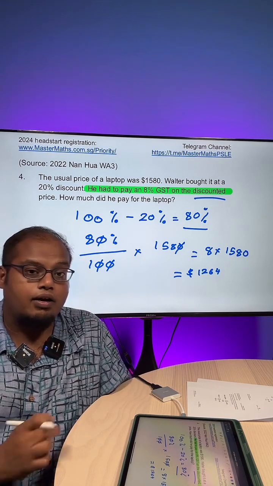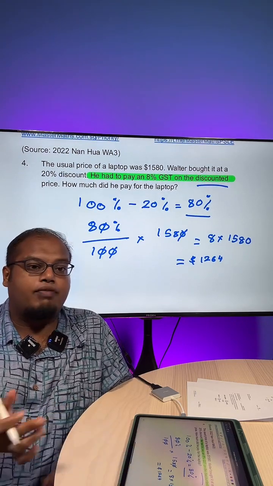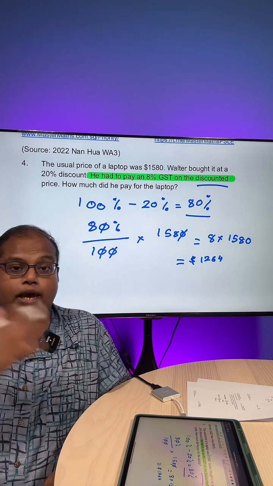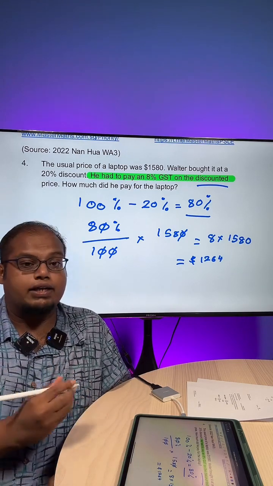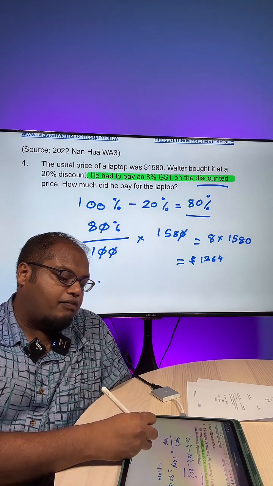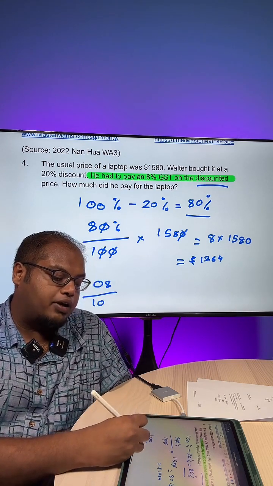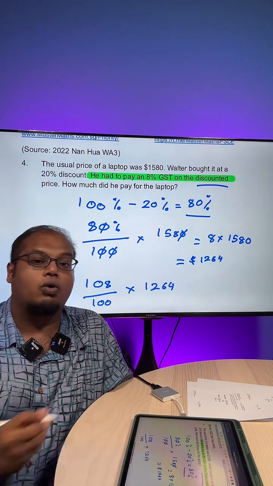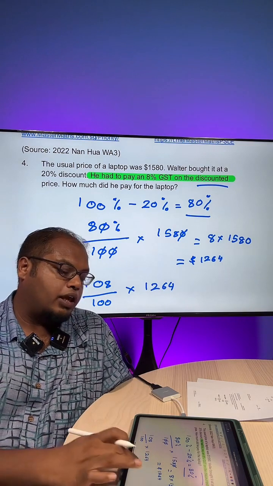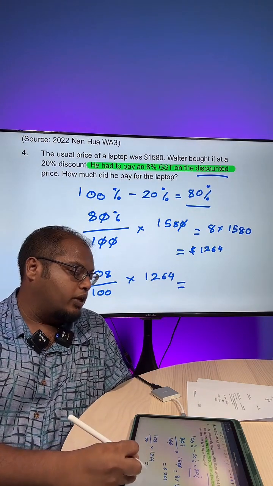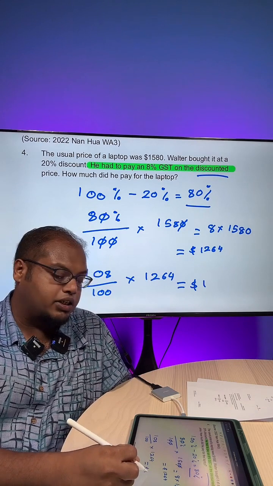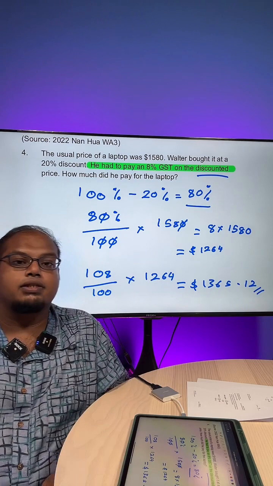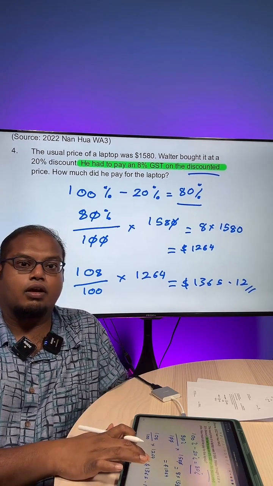To find that, some of you may find 8% over 100 multiplied by the amount first, then you add. But there's a shortcut here. You can also immediately find 108 over 100 multiplied by 1,264. If you do this, you will get the answer as $1,365.12. Okay?